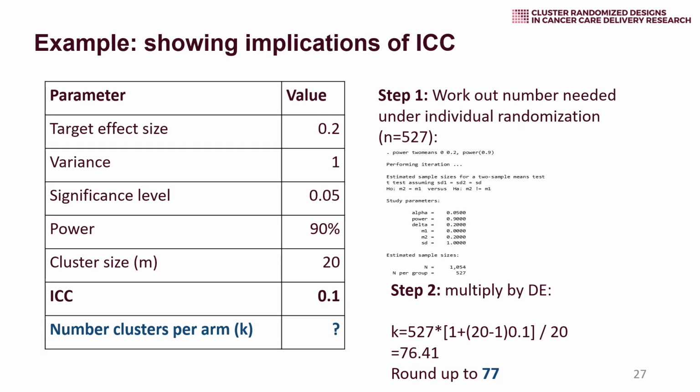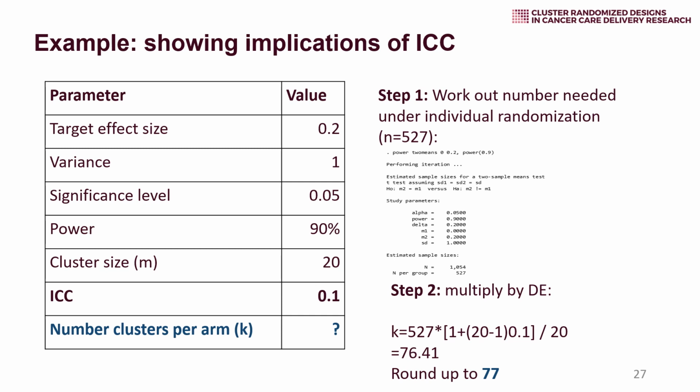So in that first example, we set the ICC to be 0.05. What happens if we increase the ICC, perhaps to 0.1? Everything else remains the same here. So again, we work out the number needed under individual randomization. We haven't changed the target effect size, the significance level or power, so that stays the same at 527.